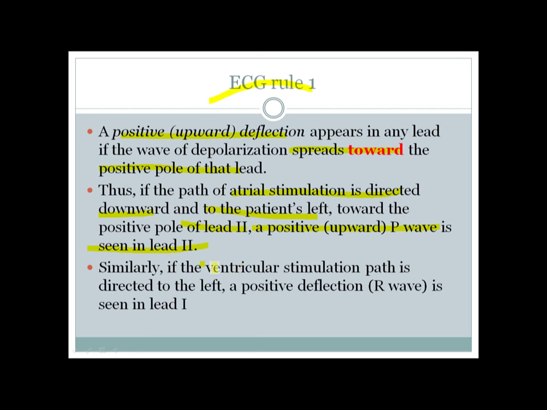Similarly, if the ventricular stimulation path is directed to the left, a positive deflection or R wave is seen in lead 1, because lead 1 is placed in a way that it measures electrical activity that goes in the leftward direction. So if electrical activity is directed toward lead 1, it will show a positive deflection.